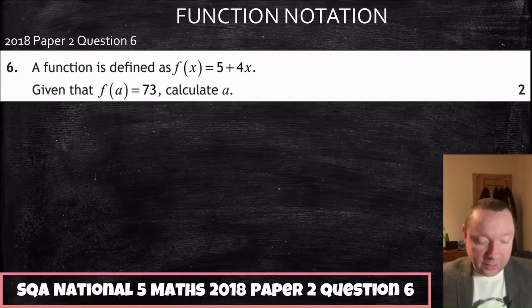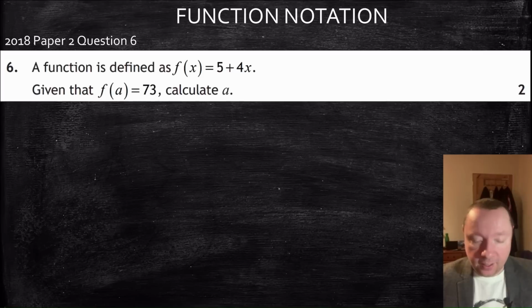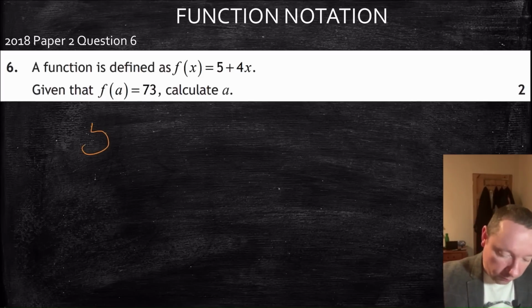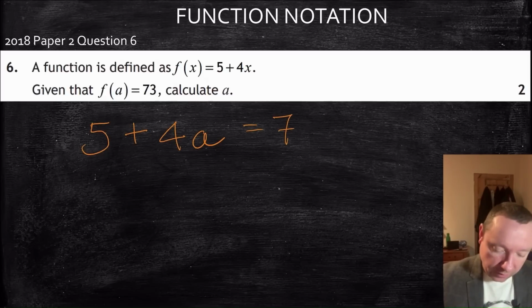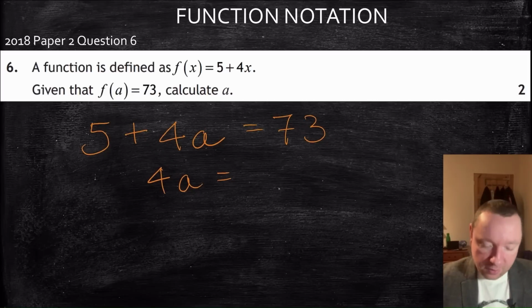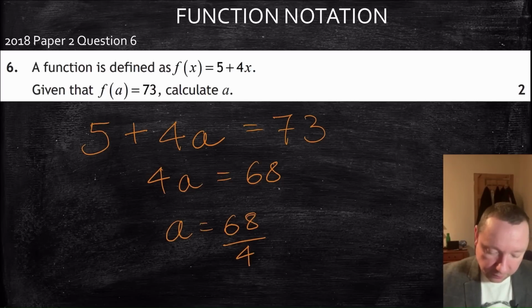National 5 Maths 2018, Paper 2, Question 6. A function is defined as f of x is 5 plus 4x. Given f of a is 73, calculate a. So this is the one where you have to solve an equation. So we've got 5 plus 4a, because it's changed the letter, equals 73. Taking away 5 from both sides, 4a equals 73, take away 5. That gives you 68. So a is 68 divided by 4.